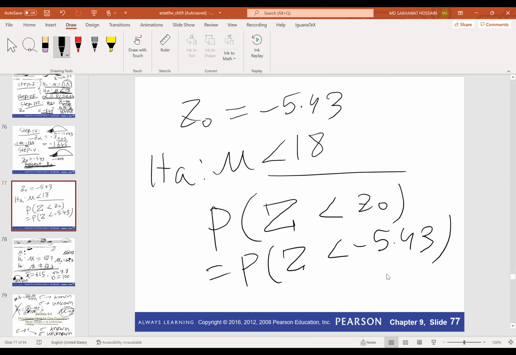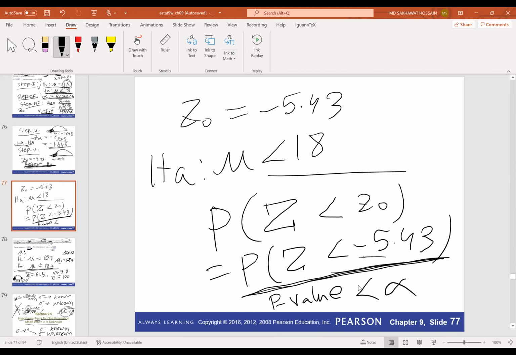So I'm not going to show you how to find the p-value from the Z table, because I think you already know how to find the p-value from the Z table. In the Z table, you just look at the z-score, negative 5.43, and you will directly get the value for the probability, and that will be less than 0.01, which is less than the alpha value. So the p-value is less than the alpha value. That means you will be rejecting the null hypothesis.